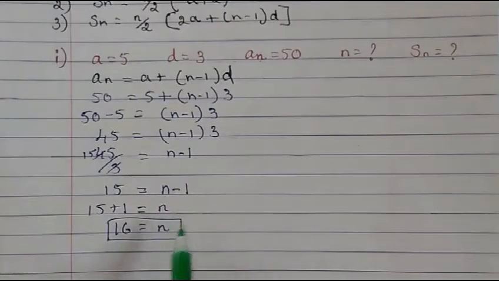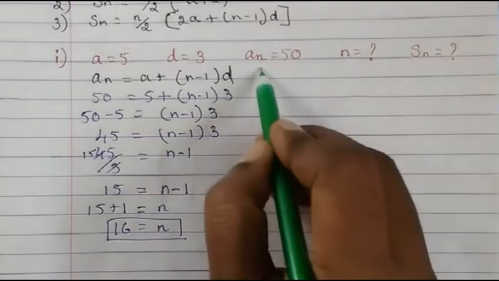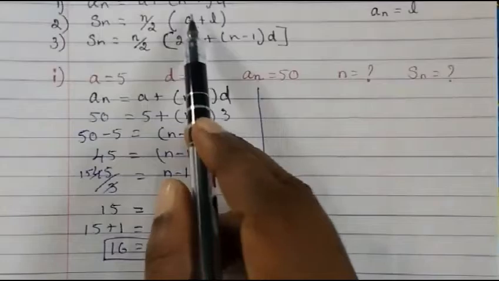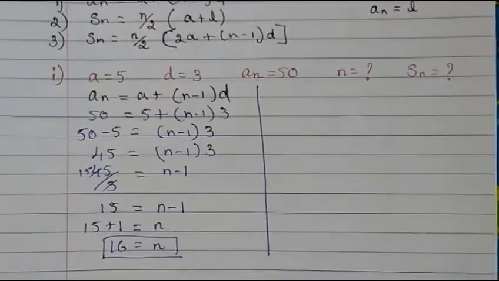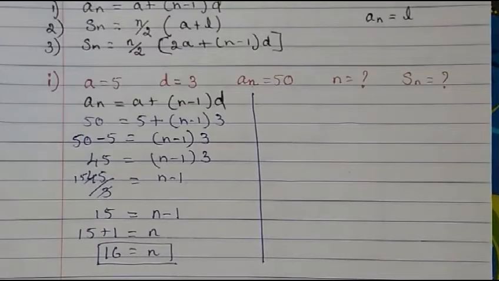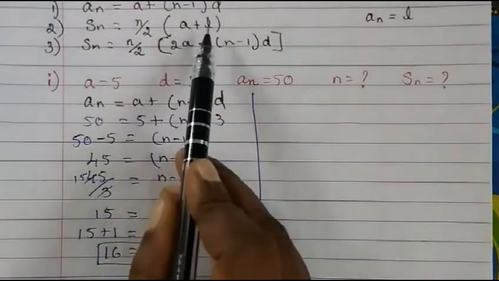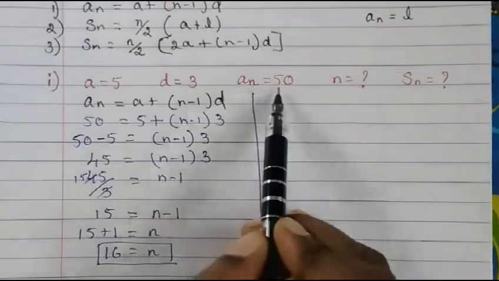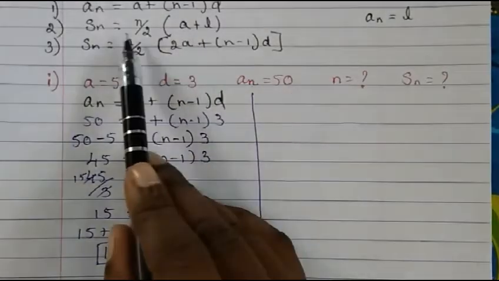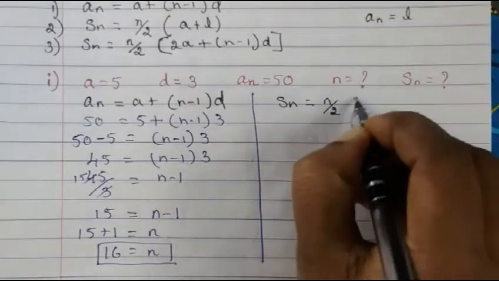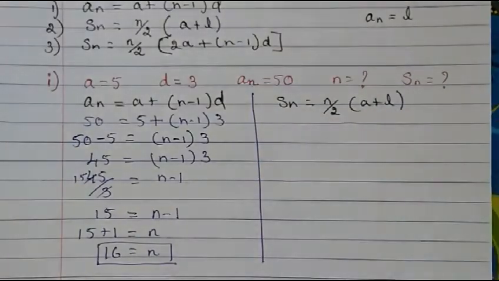Once we know N, we can now find SN. For SN, you can use any of these formulas. We know the first term and the last term, so we don't need to use the other formula. L is AN only, the last term, which is given to us. So we can use this formula: SN equal to N upon 2 times A plus L.